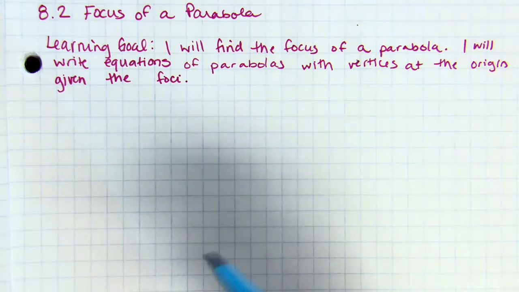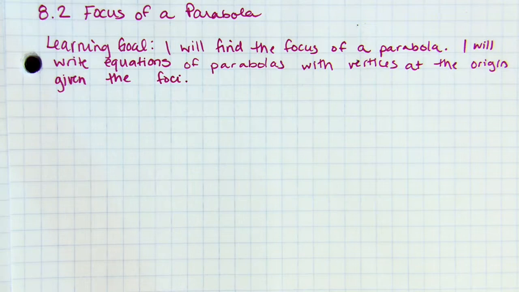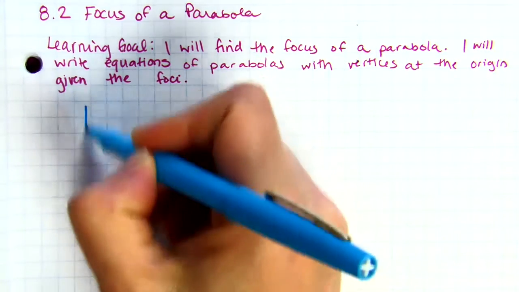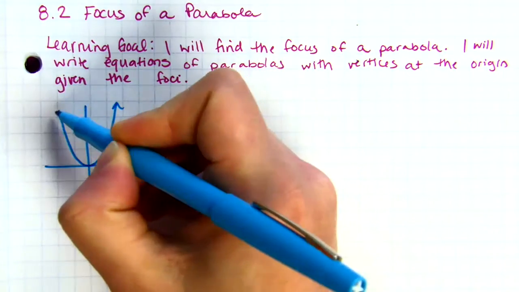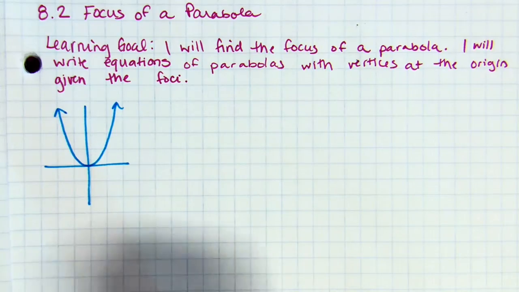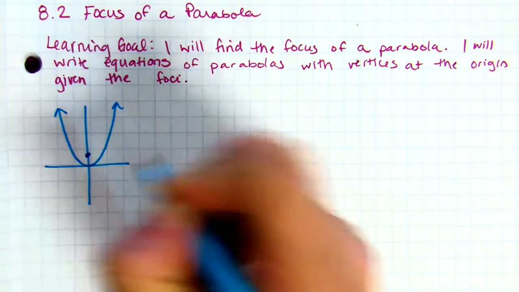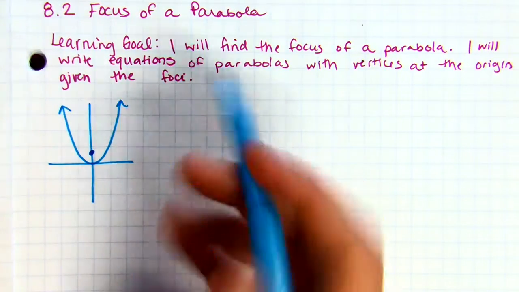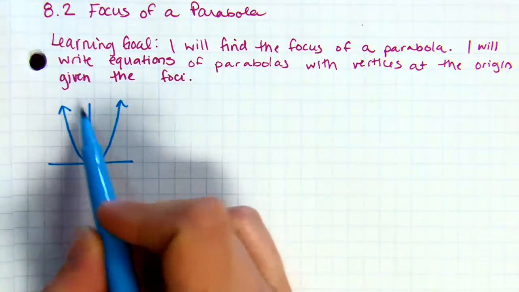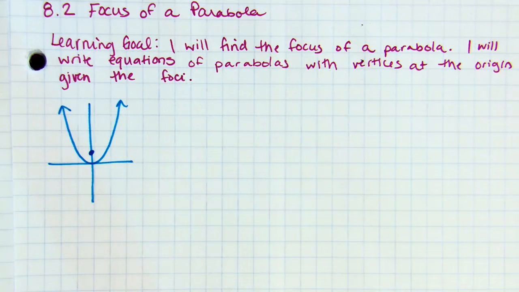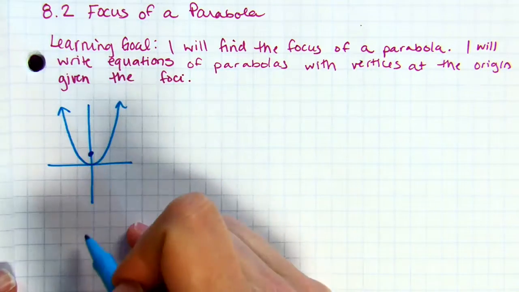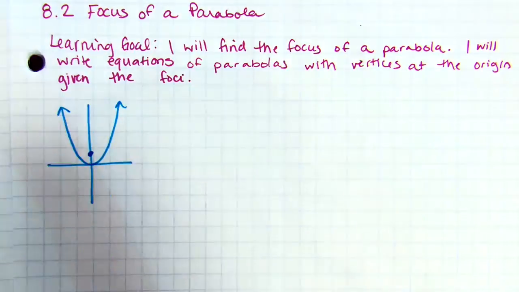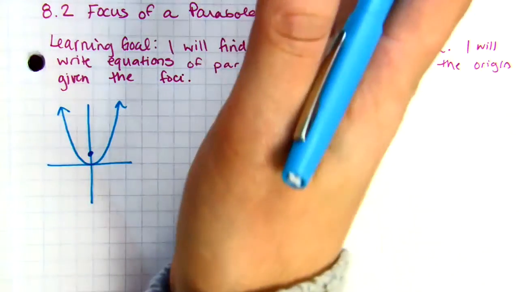Starting out, you need to know what the focus is. Basically, it's just a fixed point on the interior of the parabola. So if we have a parabola like this, the focus is just a point inside that parabola, and the parabola wraps around that point. The focus is always going to be on the axis of symmetry. For the graphs that we're doing today, our axis of symmetry is going to be the y-axis, so our focus will always be on the y-axis, and the parabola is just wrapping around it.